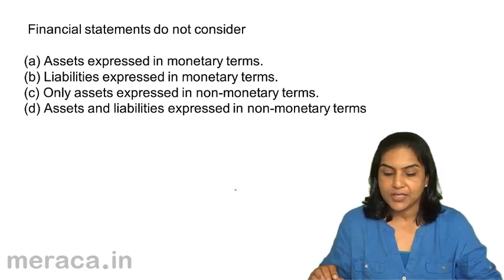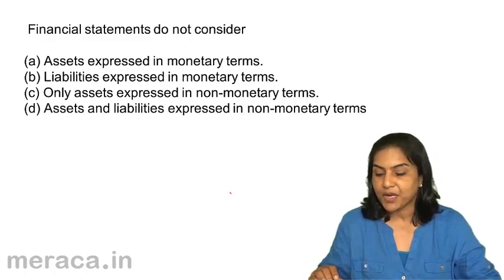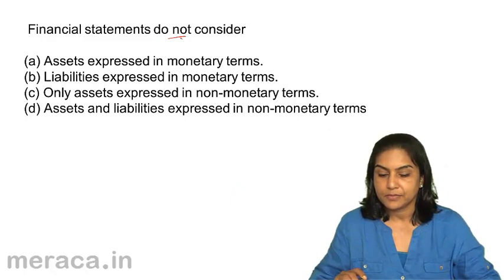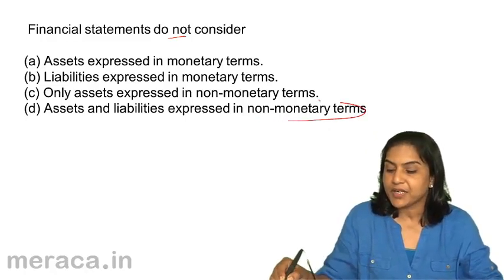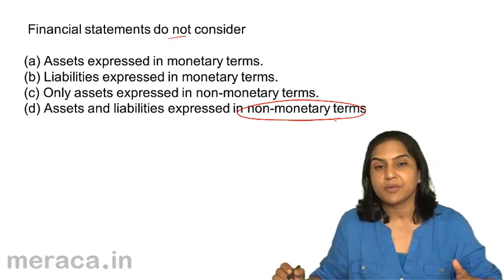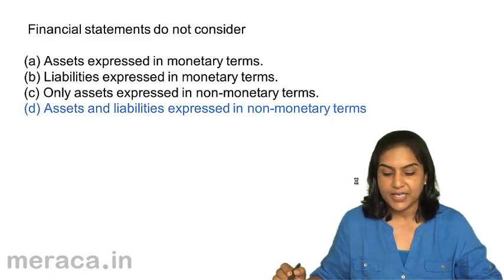Financial statements do not consider: A, assets expressed in monetary terms; B, liabilities expressed in monetary terms; C, only assets expressed in non-monetary terms; D, assets and liabilities expressed in non-monetary terms. So, evidently, monetary terms, what is monetary terms? That which can be measured in terms of money would be considered. So, the correct answer should be D.